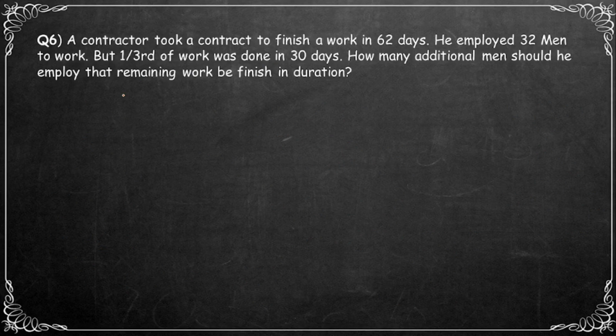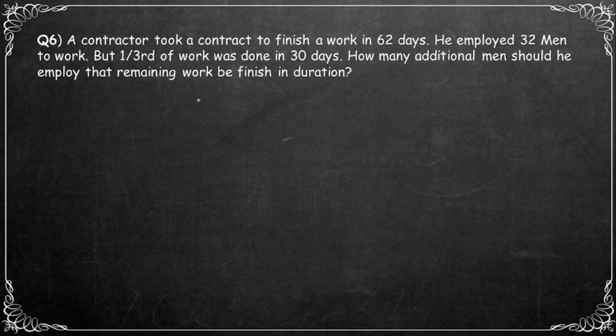Question 6. A contractor took a contract to finish a work in 62 days. He employed 32 men to work, but 1/3 of the work was done in 30 days. How many additional men should he employ so that the remaining work will be finished in time?